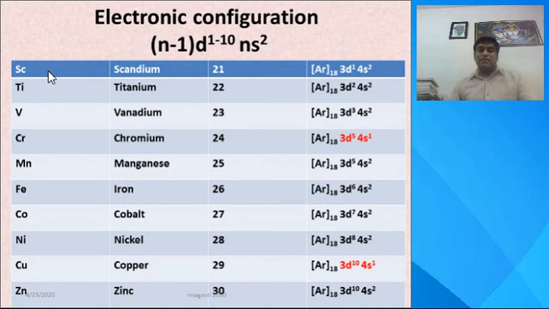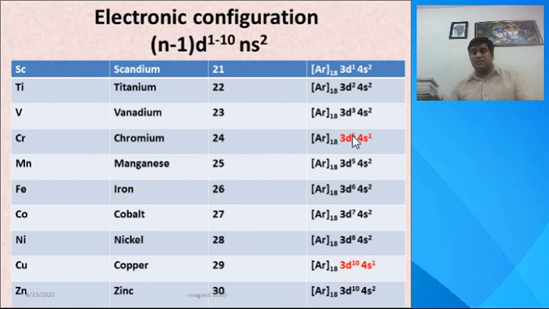Now look at the elements starting from scandium to zinc. Scandium is present in the periodic table just after calcium, so the atomic number of scandium is 21. 30 is the atomic number of zinc. So 21 to 30. Every new incoming electron is being added to 3d orbitals.